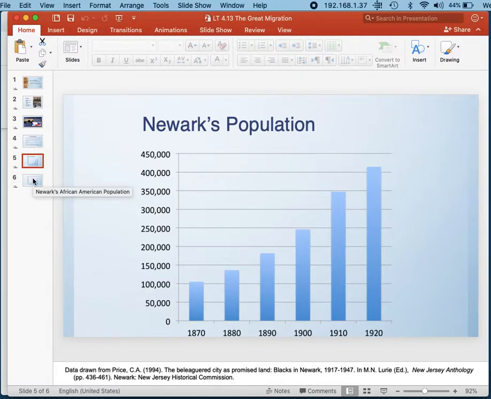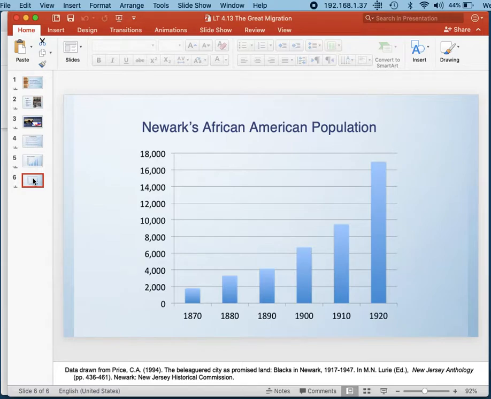Next slide, we'll see the difference in the African American population, same place in Newark, New Jersey. In 1870, we see roughly around 2,000 African Americans living in Newark. And if we fast forward into 1920, we have about 17,000 African Americans living in Newark, New Jersey. So you see that there's a big, significant jump from 2,000 to 17,000 within a matter of a couple of decades. All right.